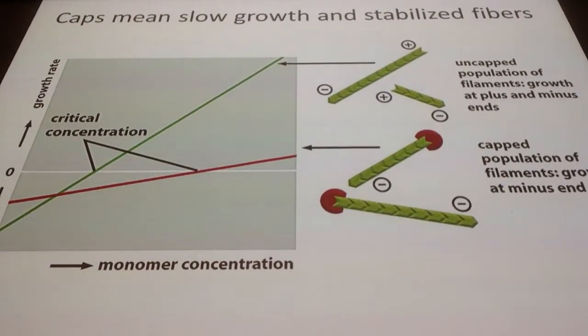actually stabilizes the microfilament. And if that same microfilament, the nucleation of that microfilament, were carried out by ARP, guess what? Both the minus end and the plus end will be capped. That means that the microfilament will no longer be dynamic, and it will be stable. So a capping protein added to the plus end of the microfilament will stabilize the microfilament.